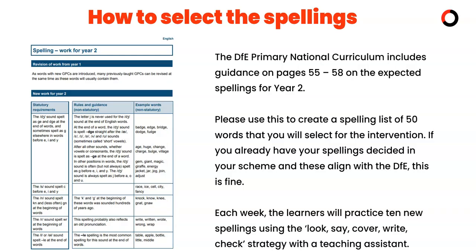So head to select the spellings. The DFE Primary National Curriculum includes guidance on pages 55 to 58 of the expected spellings for Year 2. You can use this to create a list of 50 words that you'll select for the intervention. If you already have your spellings decided in your scheme and these align with the DFE, this is fine. Each week, the learners will practice a minimum of 10 words using the Look, Say, Cover, Write, Check with a teaching assistant.